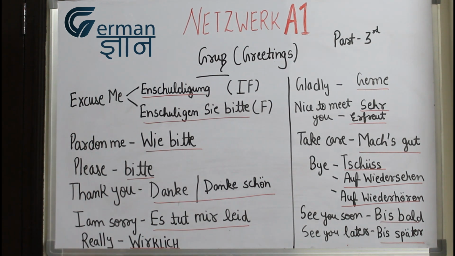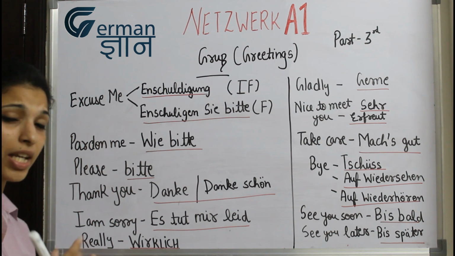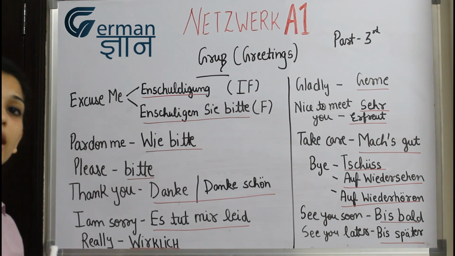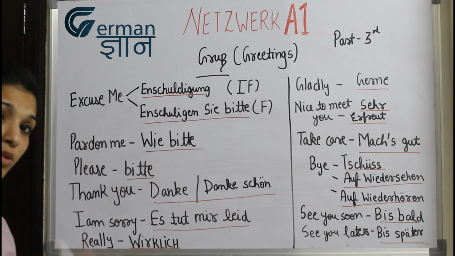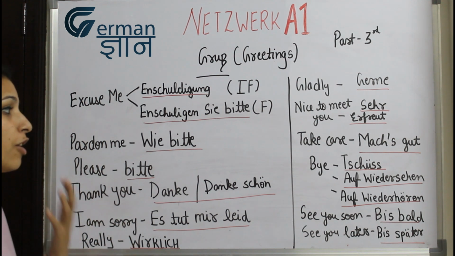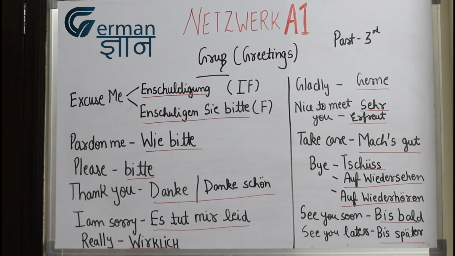When you are asking how are you, we say wie geht's. So the other person will answer danke, ich bin sehr gut, ich bin gut, ich bin so, and you can give any answer.